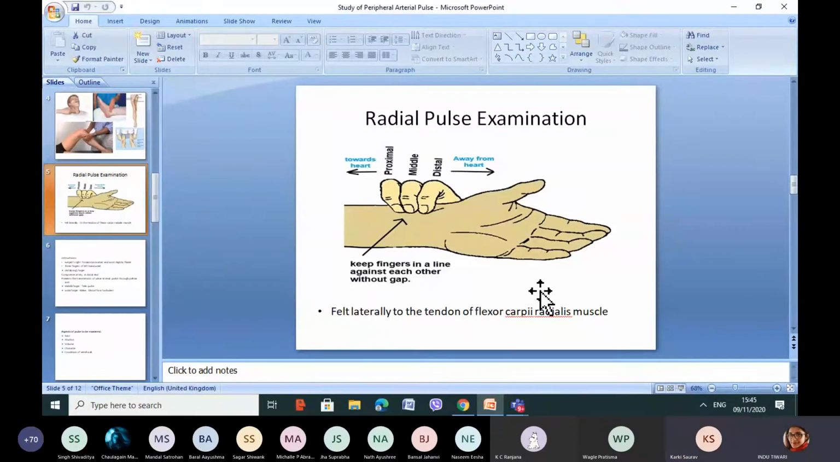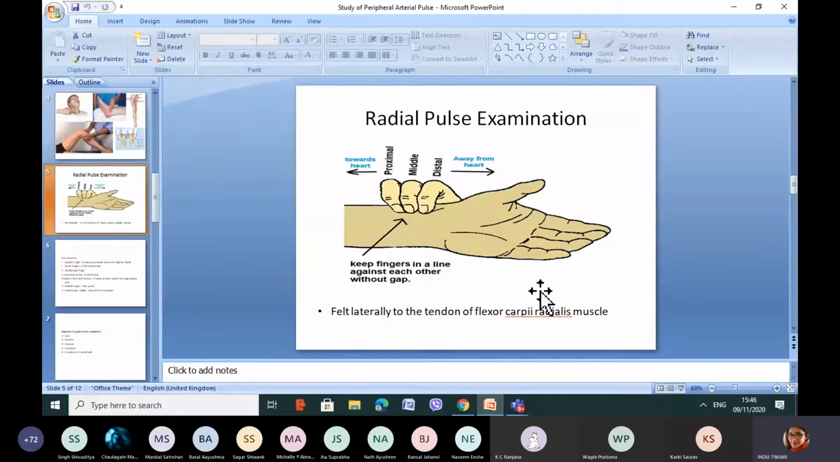I'm confused, ma'am. You can look at the picture there. Can you see the slide? Yes, ma'am. So we can see that the distal finger is situated distally towards the palmar area, then the middle finger lies in the middle, and the proximal finger is proximal to the artery, towards the heart. The distal finger is away from the heart.